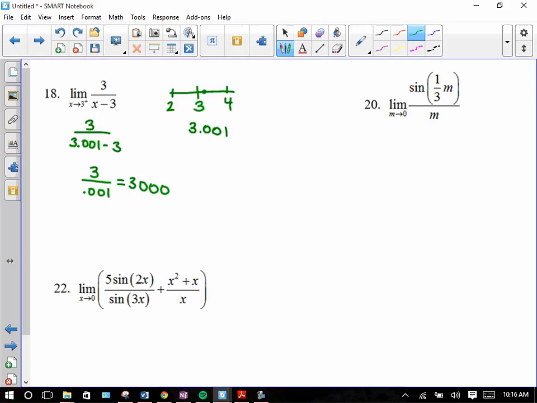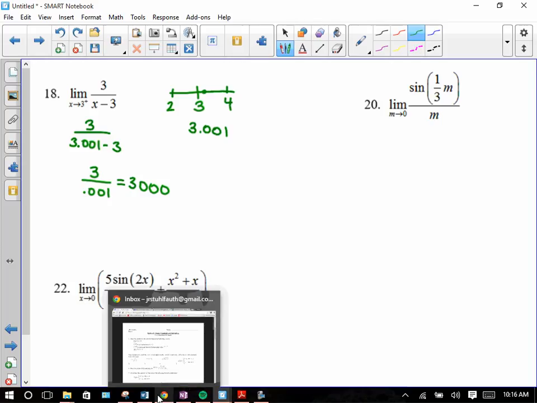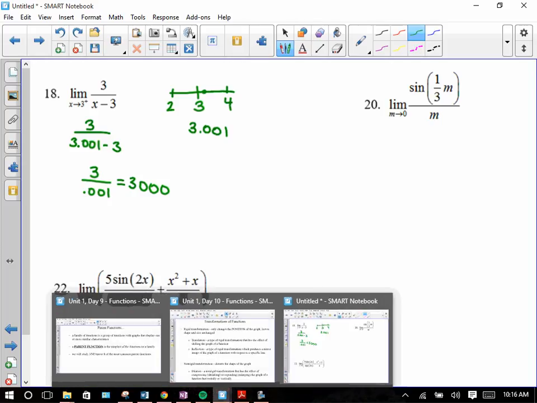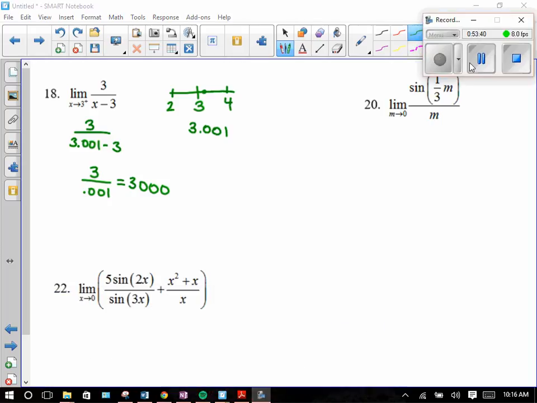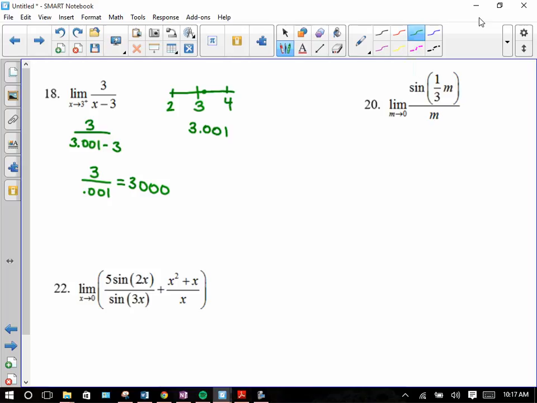So that's going towards 3,000, which is obviously going towards infinity. Right? And so, questions on that first one. Now, had this been from the left, it would have been like negative 0.001, because I would have 2.999 minus 3, which is bigger than that one. So that's negative.